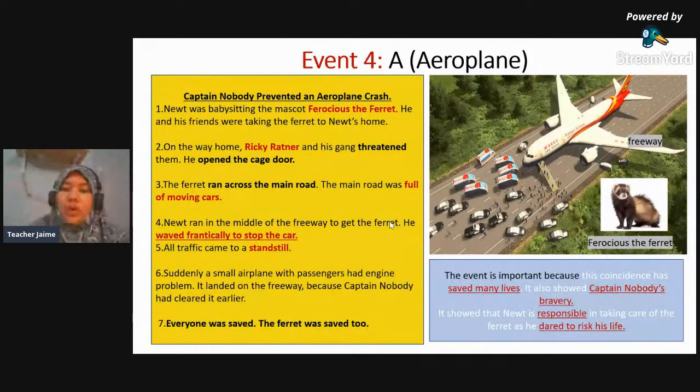It showed that Newt is responsible in taking care of the ferret as he dared to risk his life. What is dare? Sanggup.